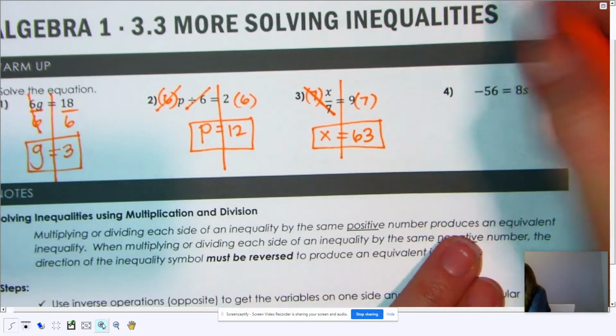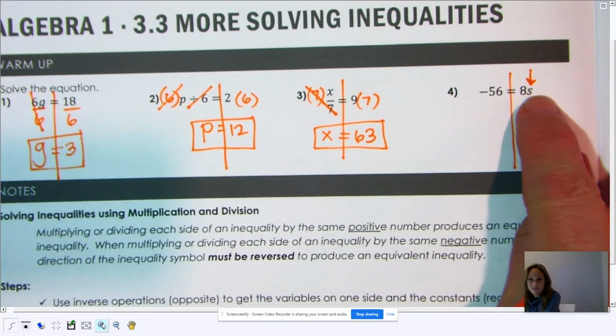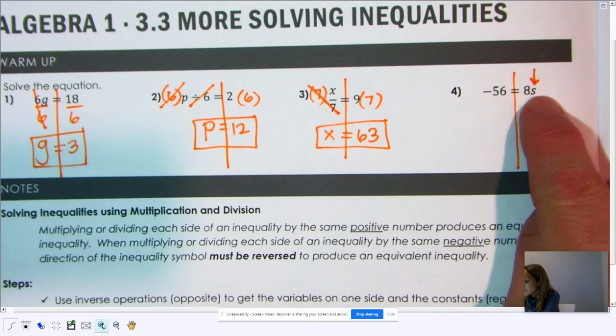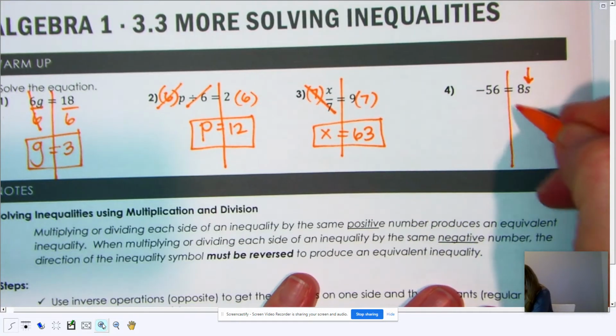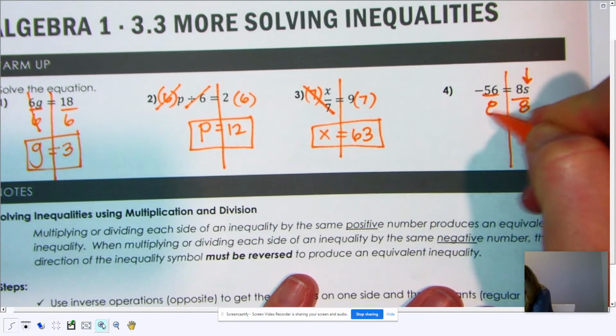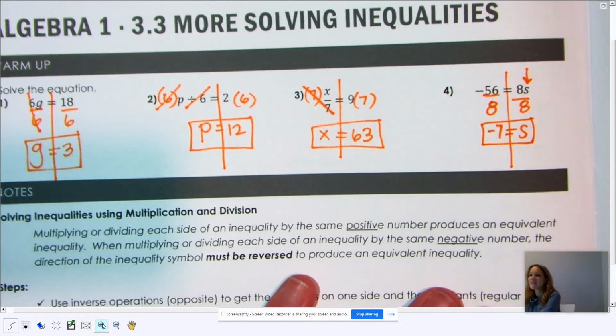Question number 4, last one on the warm-up. Again, we always find the variable, and this time it's over here on the right side, and you see, well, what's stuck to it? It's that times by 8, and so the opposite of times by 8 would be divide by 8 on both sides. So we get s is equal to -7, and that is the answer.